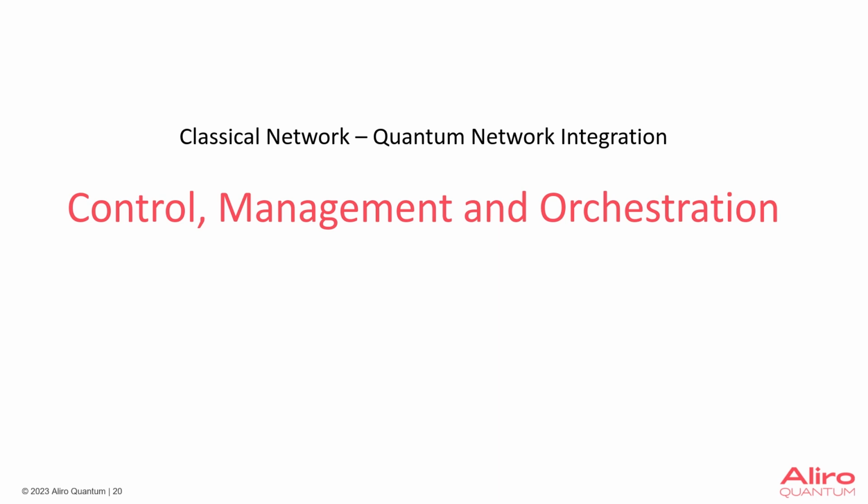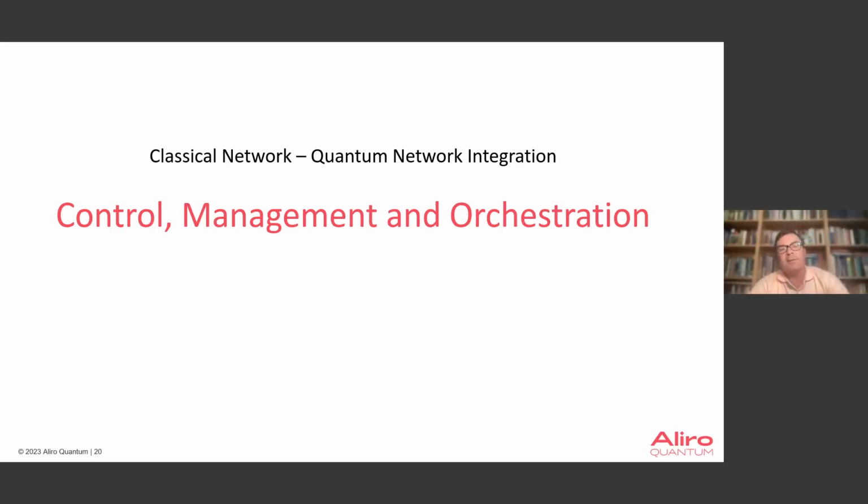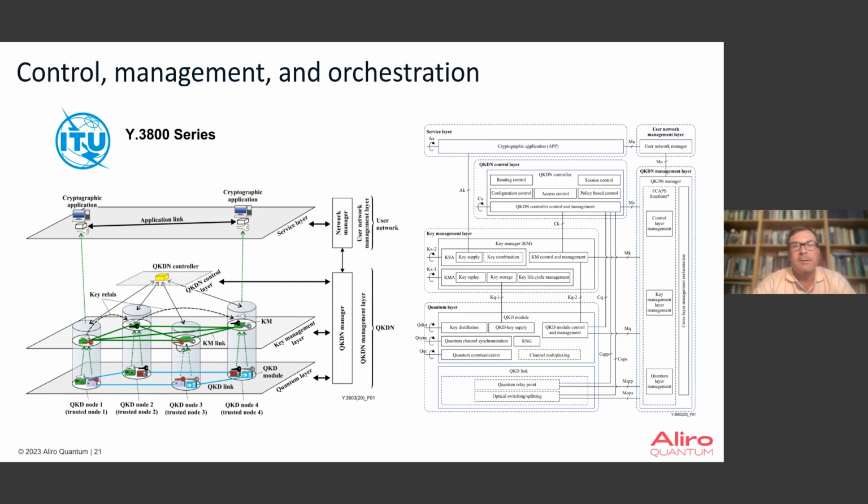Just like any other network, quantum networks need to be controlled, managed, and orchestrated. This is another area where quantum networks and classical networks are deeply intertwined with each other. There has been a surprising amount of standardization in the area of controlling, managing, and orchestrating quantum networks.